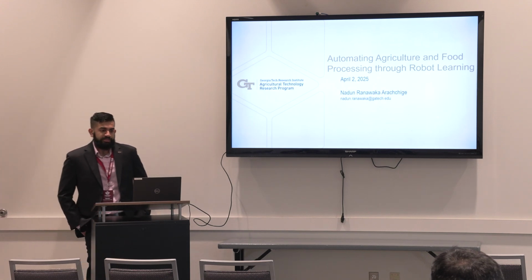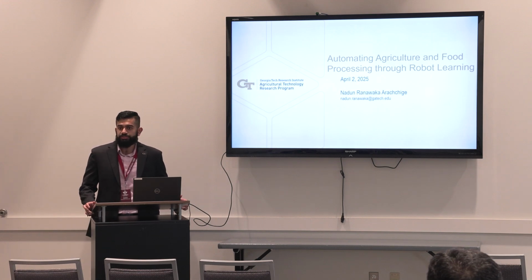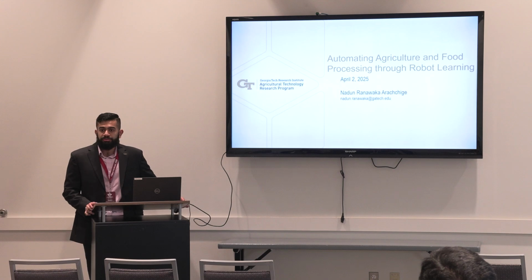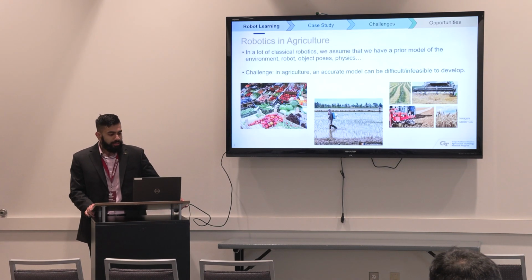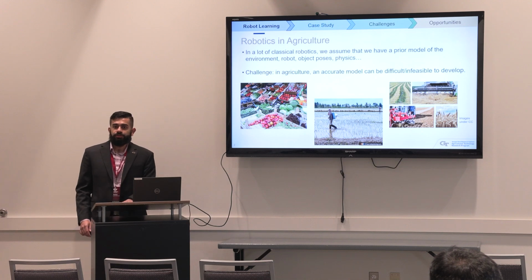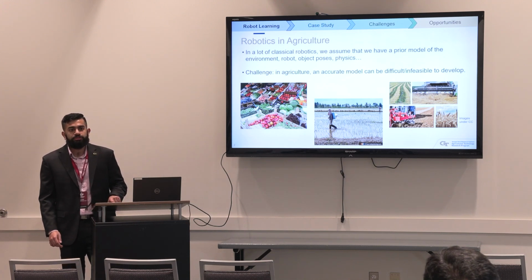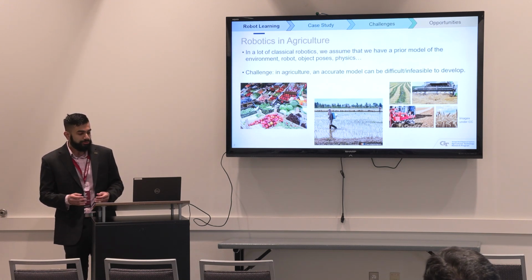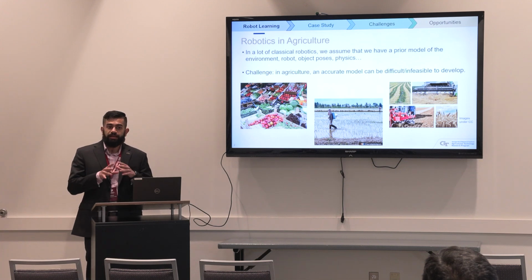Good morning, everyone. My name is Nadoon Ranawaka-Arachige. I am a PhD student at Georgia Tech, and today I'll be talking about robot learning and why it's a promising method for automation in agriculture. So, when we talk about automation and robotics in agriculture, we typically assume that we have access to some sort of privileged information or a modeled environment, right? Things like robot dynamics or object poses. But unfortunately, having access to that is quite difficult in agriculture.